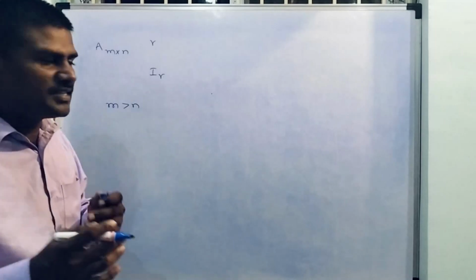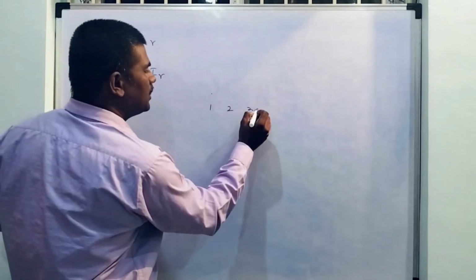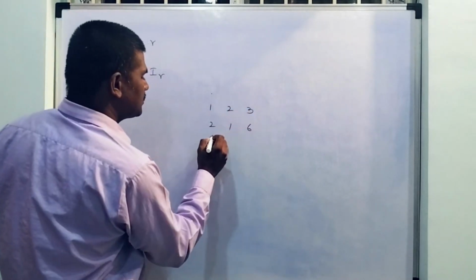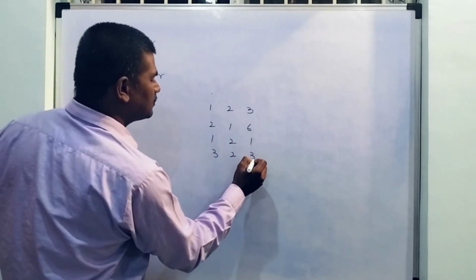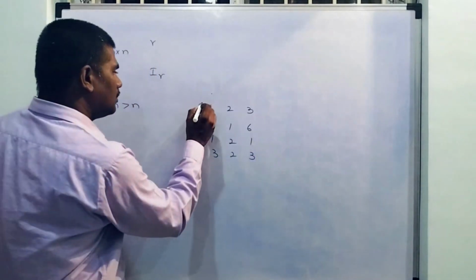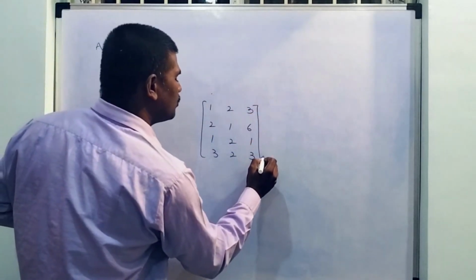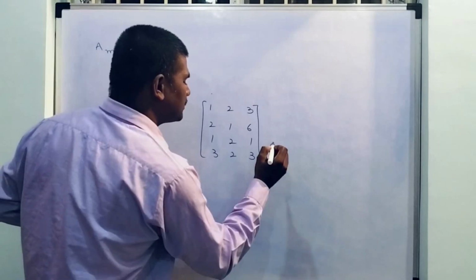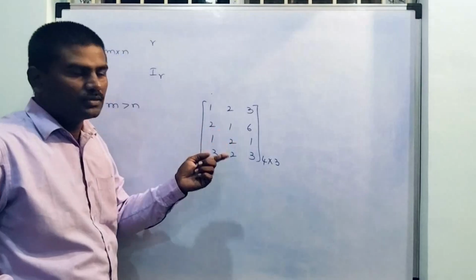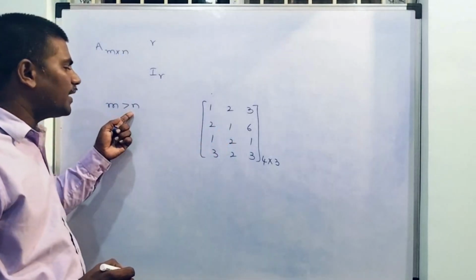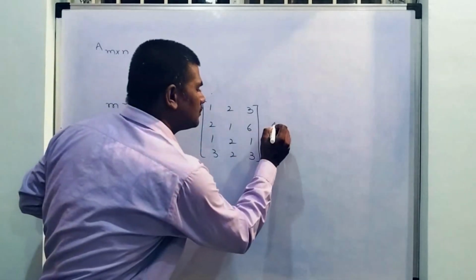I am giving you one example here. Suppose 1, 2, 3, 2, 1, 6, 1, 2, 1, 3, 2, 3. What is the order of this matrix? This is a 4 by 3 matrix. That means the number of rows is 4 and the number of columns is 3. So whenever m is greater than n, and suppose this is a matrix of rank 3.